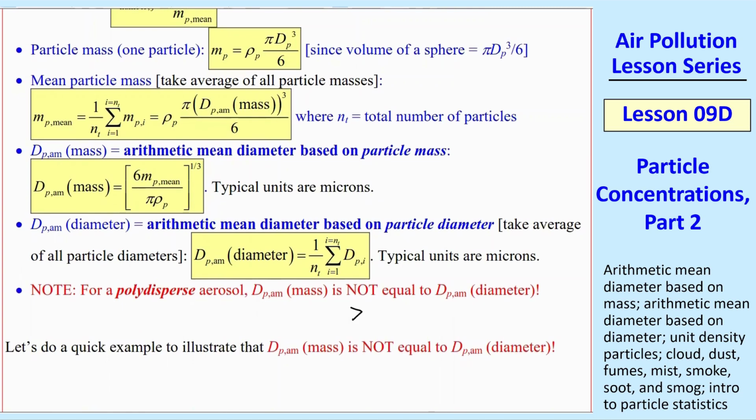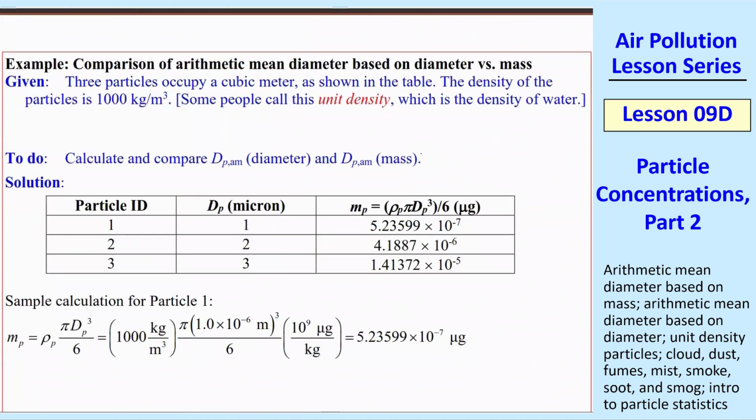And I'm going to do a simple example to show that. We have just 3 particles occupying a cubic meter that I illustrate in this table. The density of the particles is 1,000 kilogram per meter cubed. By the way, some people call this unit density, so I want you to remember that term, unit density. Sometimes I'll give you problems with unit density.